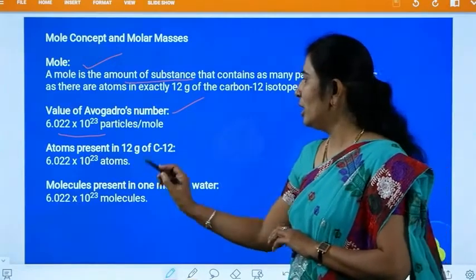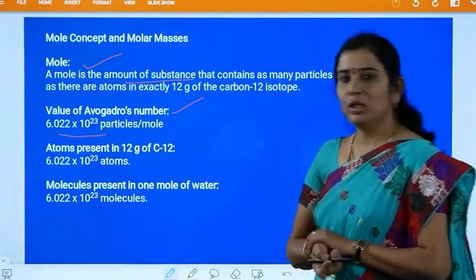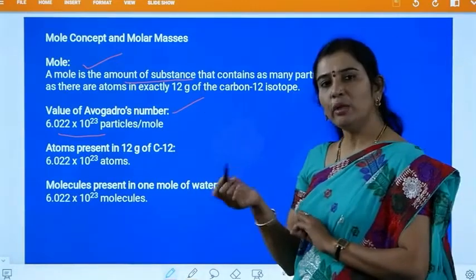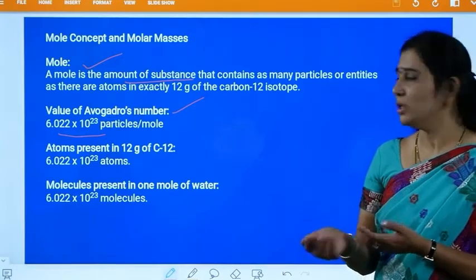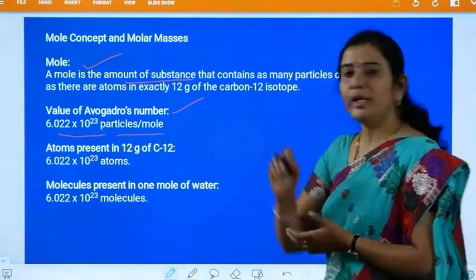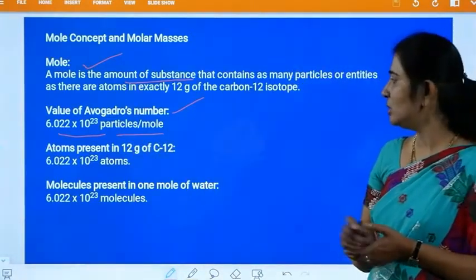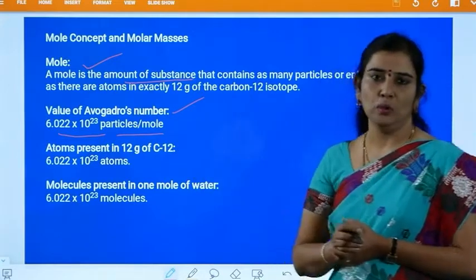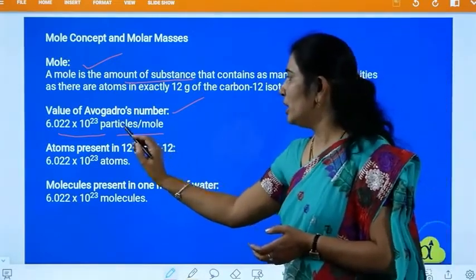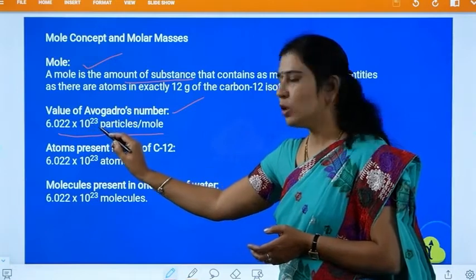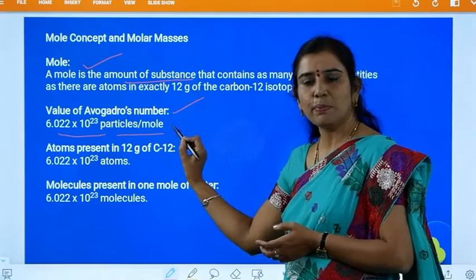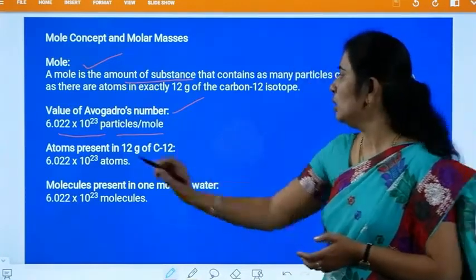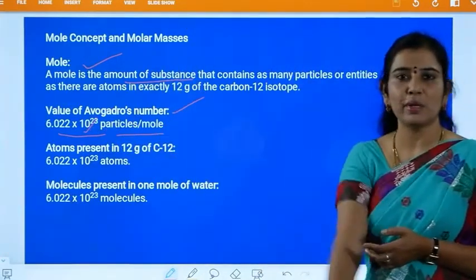Okay. So to express the Avogadro number, you use a number and then the unit, right? What is the unit you are going to use for this number? Particles per mole. So 6.022 into 10 power 23 atoms per mole or particles per mole. For every 1 mole, this many particles are present.